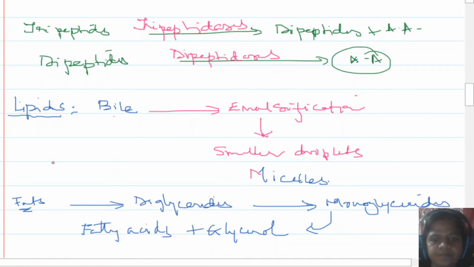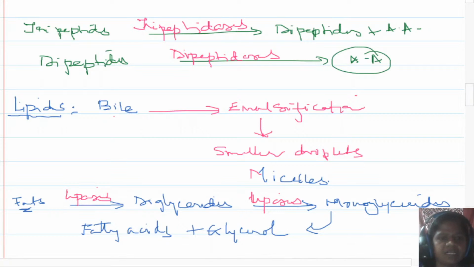Now the fats are broken down to triglycerides and diglycerides by lipases present in the intestinal juices and the pancreatic juice. The lipase present in the pancreatic juice is called pancreatic lipase. And there are lipases present in the intestinal juice also. These together act on the fats to convert them into diglycerides and ultimately into fatty acids and glycerol. This is the final end product of fat digestion.